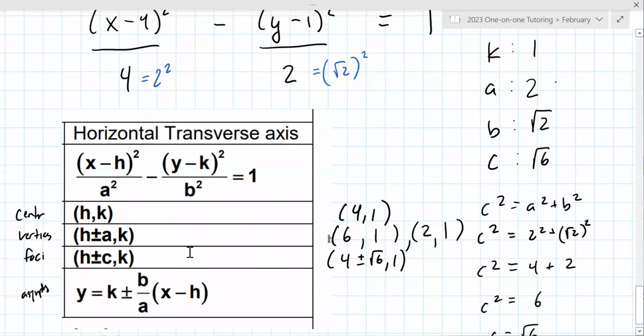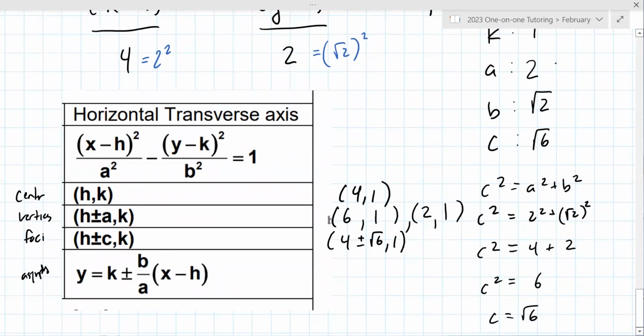All right. And then the asymptotic equation, y equals k, which is 1, plus or minus b over a, square root of 2 over 2, times x minus 4. But then it wants a graph. Of all things, it wants a graph. So the graph here, let me know when you get caught up. Sorry. No, I'm caught up.